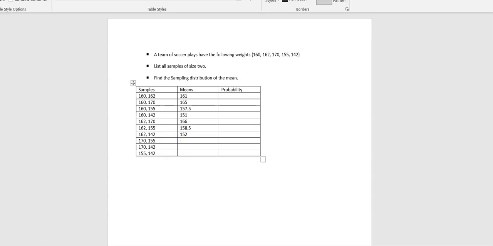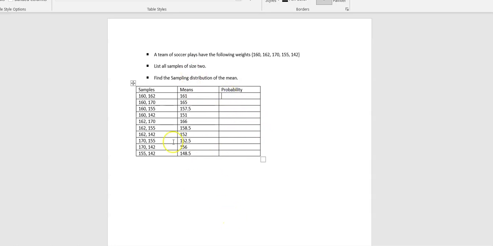170 and 155. That averages to 162.5. 170 and 142 averages to 156. And finally, 155 and 142, 148.5.